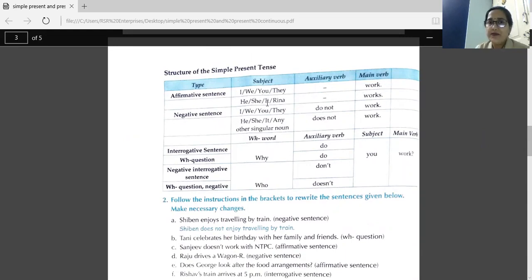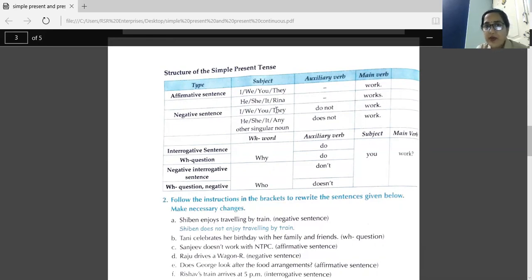He, she, it, a singular subject, or the name of a person, a singular subject. There, in the main verb, you have to use s or es according to the spelling. So here we have he works, she works, it works. That is affirmative.